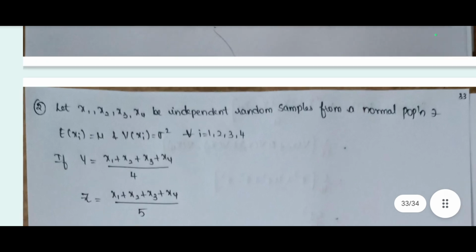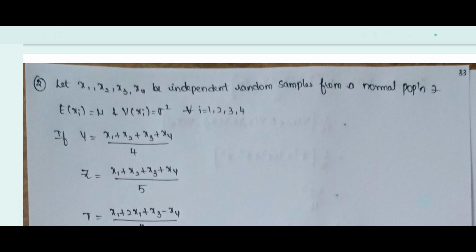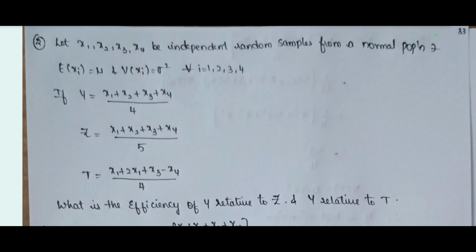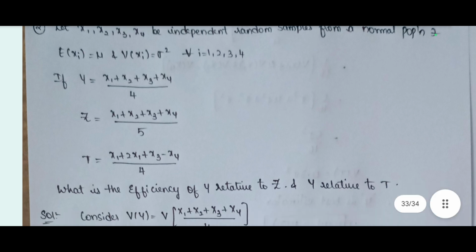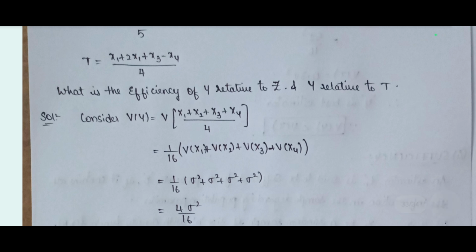Let x1, x2, x3, and x4 be an independent random sample from a normal population, such that the expected value of xi is equal to mu and the variance of xi is equal to sigma square. So here also, they have given y, z, t, and they are asking you to calculate the efficiency of y related to z and y related to t. So consider the variances of those estimators.